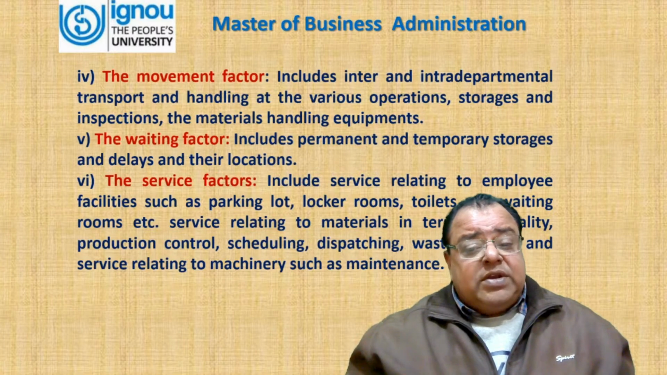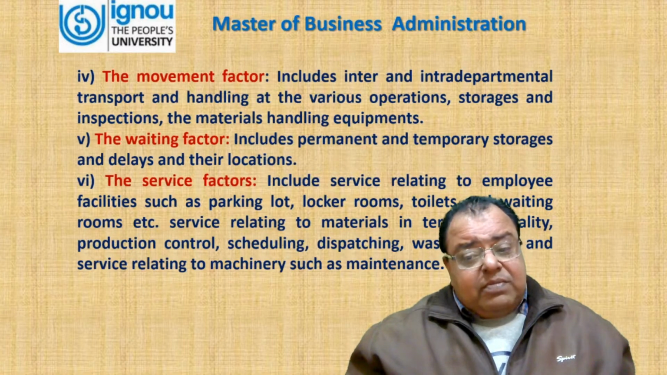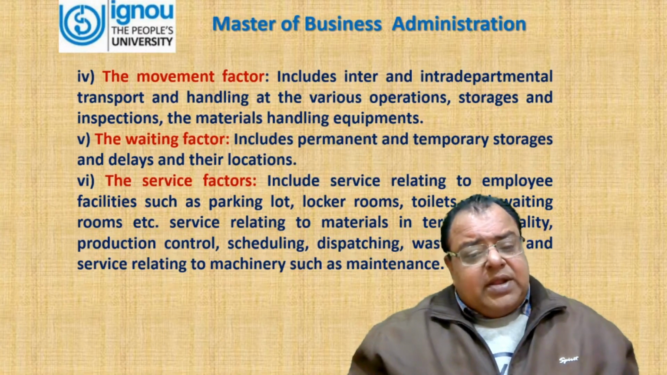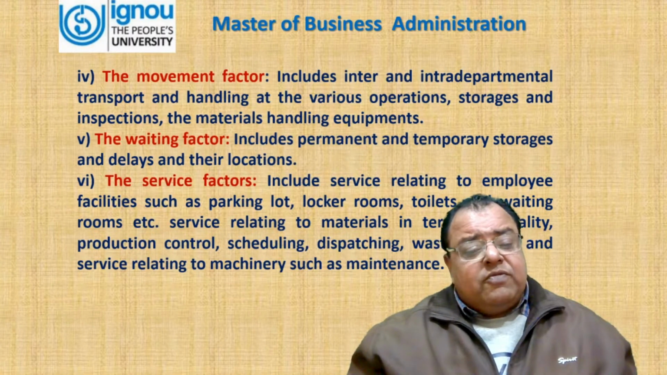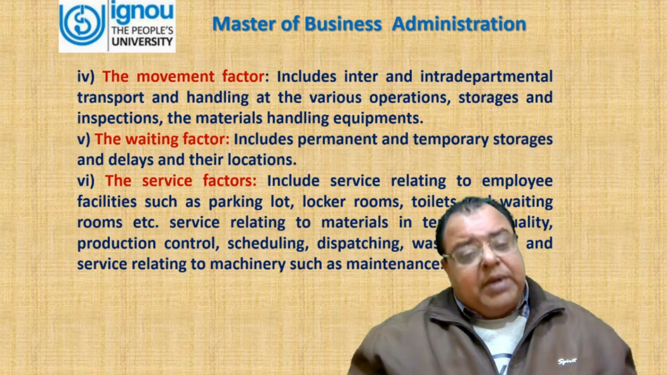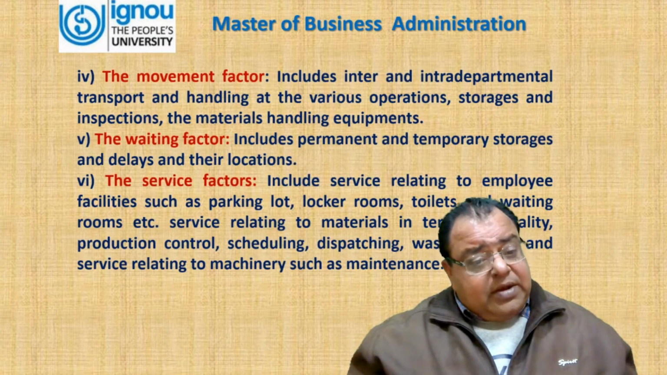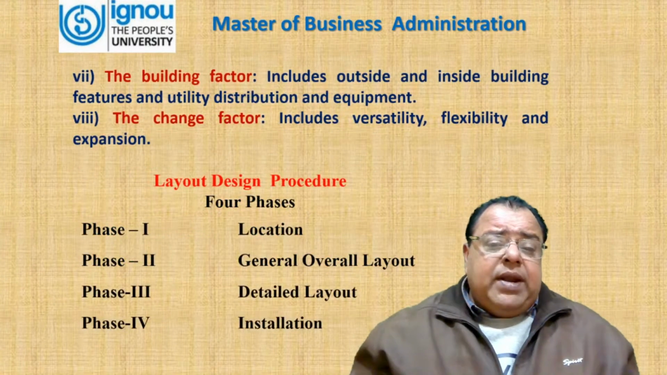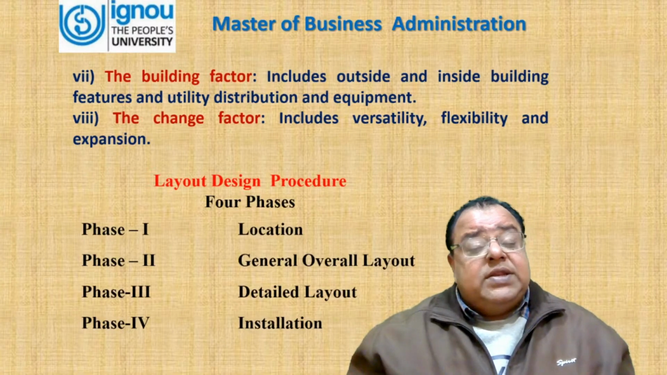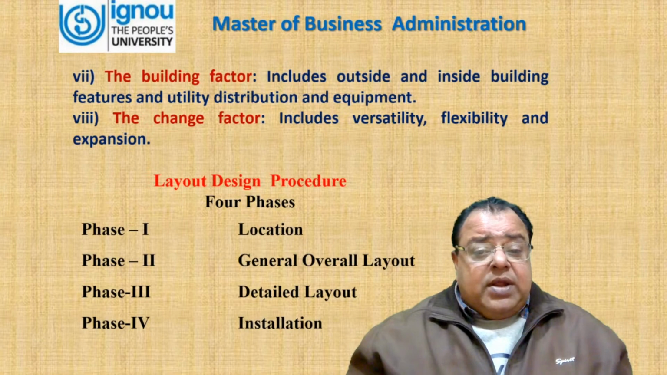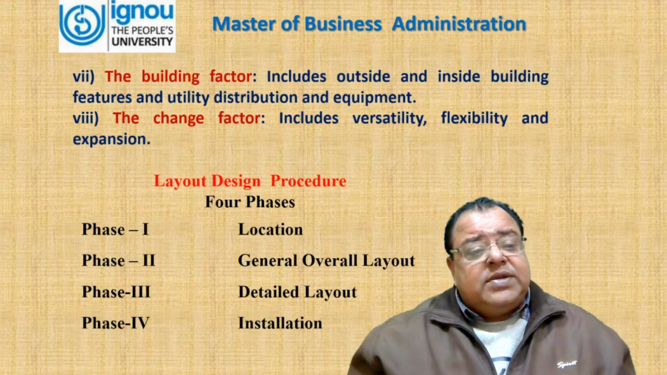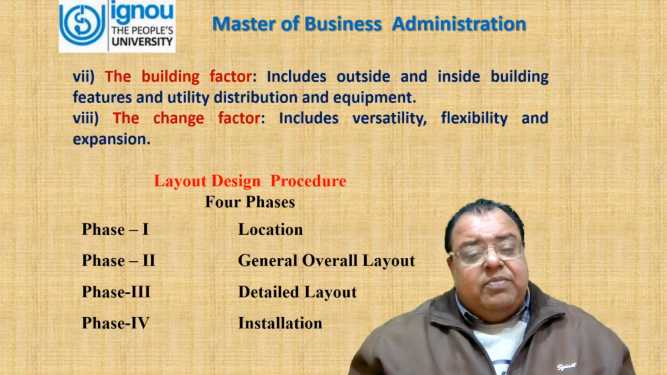Next one is the service factor, which includes service relating to employee facilities such as parking lot, locker room, toilet, and waiting room, etc. Service relating to material in terms of quality, production control, scheduling, dispatching, waste control, and service related to machinery such as maintenance. All these factors are to be considered. The building factor includes outside and inside building features and utility distribution and equipment. The next one is the change factor, which includes versatility, flexibility, and expansion.